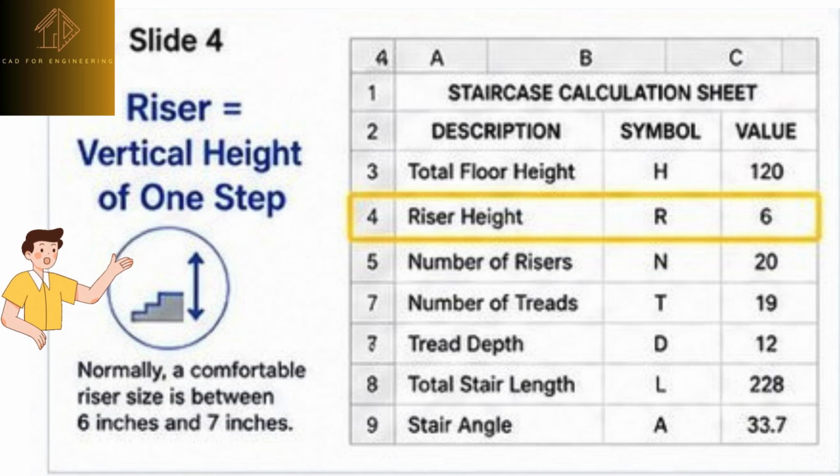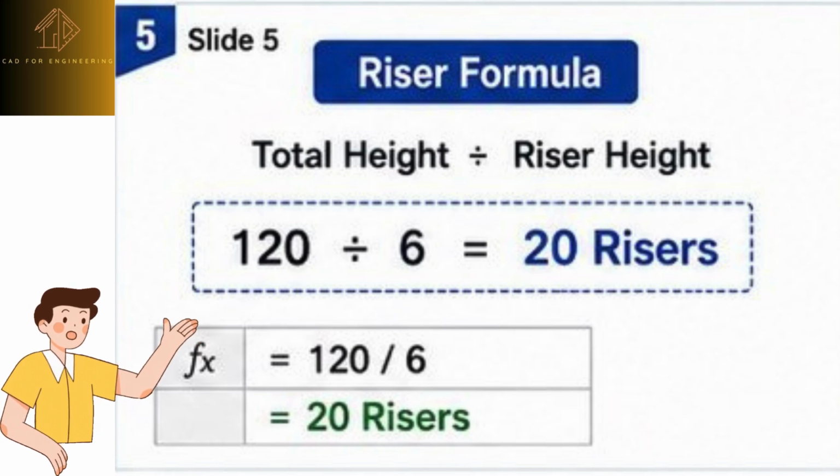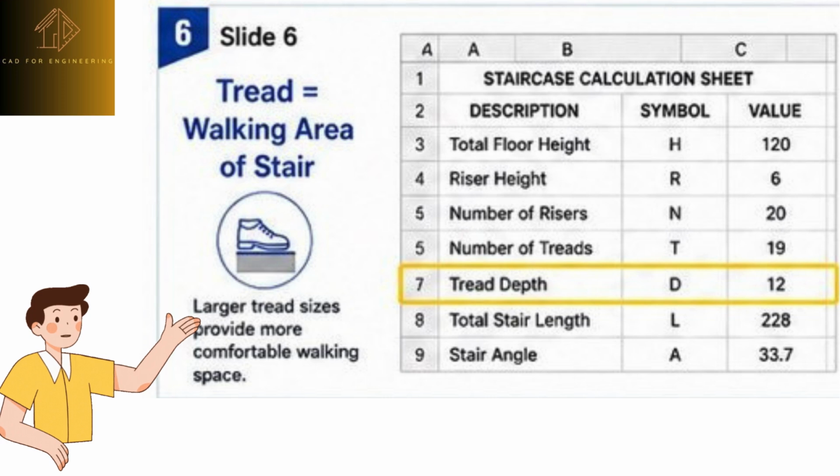The riser is the vertical height of one stair step. Normally, a comfortable riser size is between 6 inches and 7 inches. To calculate the number of risers, divide the total floor height by the riser height.